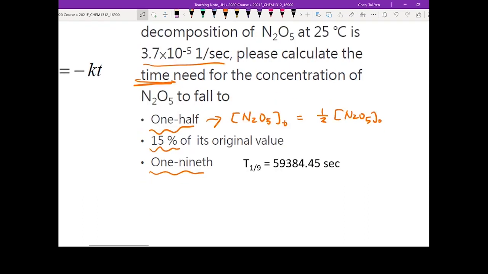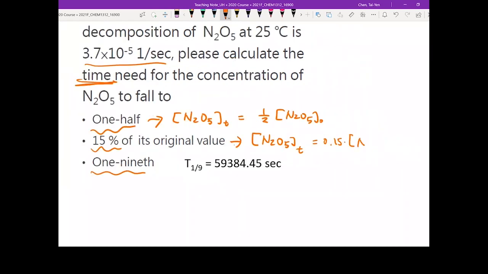So in the second case, you need to decipher this as your N2O5 at time t equals 0.15 times your N2O5 at time 0. And the third one is your N2O5 at time t equals just 1/9 of N2O5 at time 0.